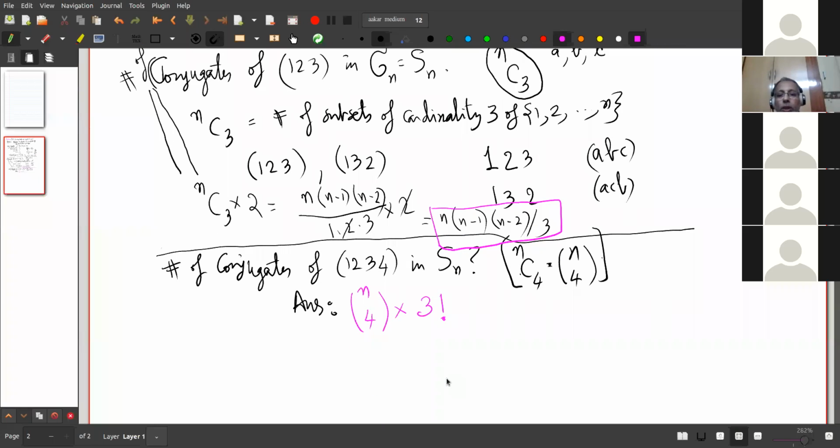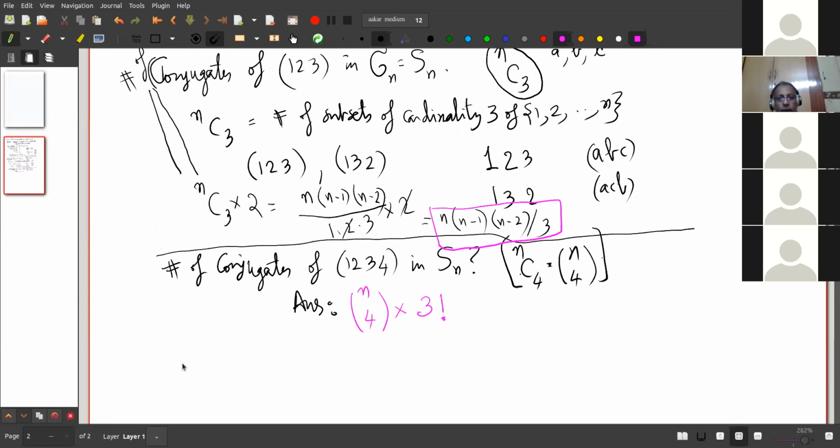Can you please give us the reason why you think so? If I'm taking the one on the first position, so one can go to, it has 3 options to move further, either 2, 3, or 4. And suppose if one goes to 2, then the second element has 2 options. Very good. So that's 3 into 2, 6.